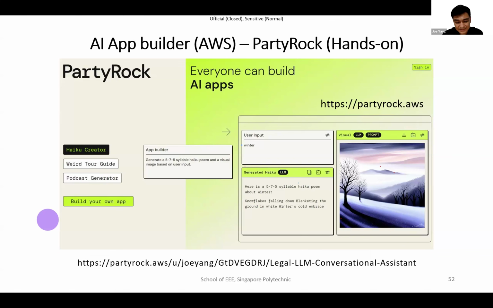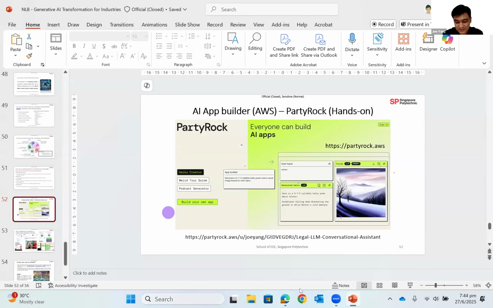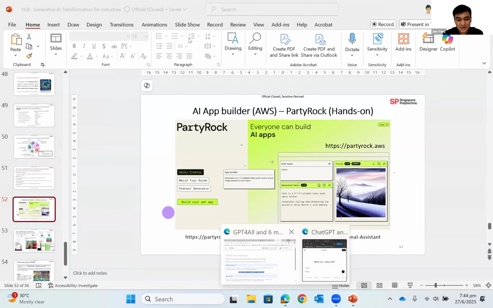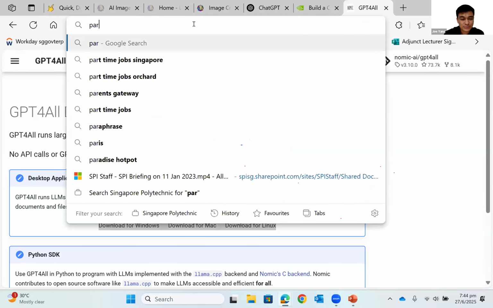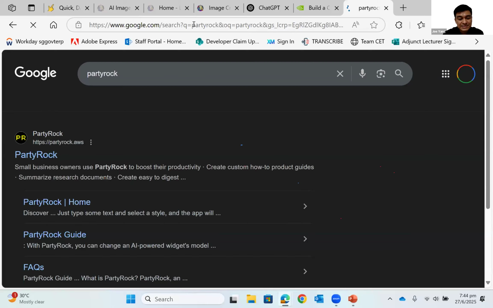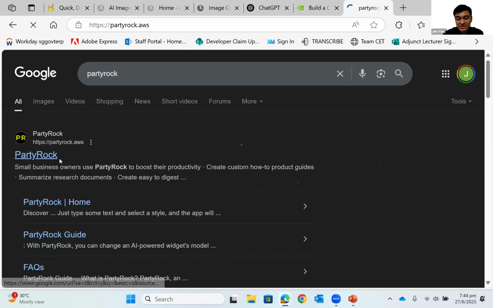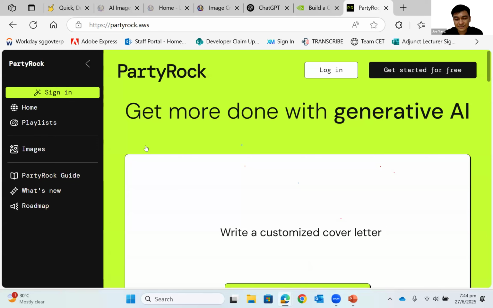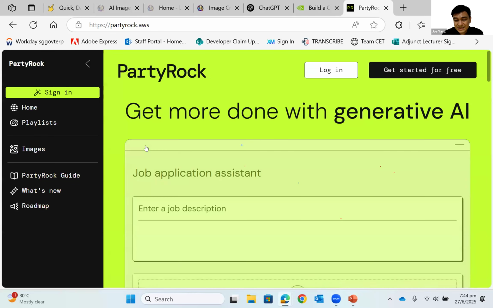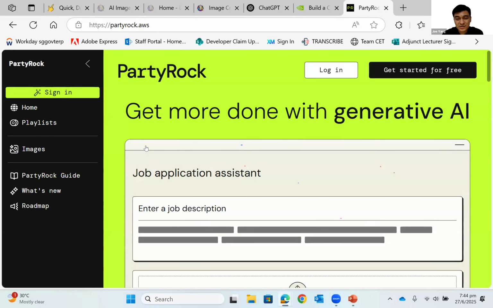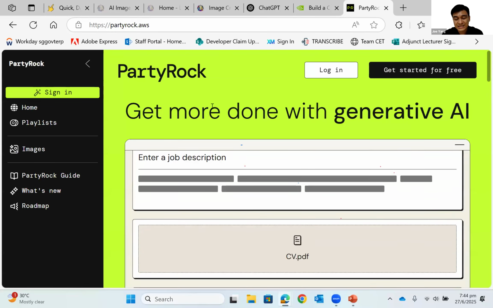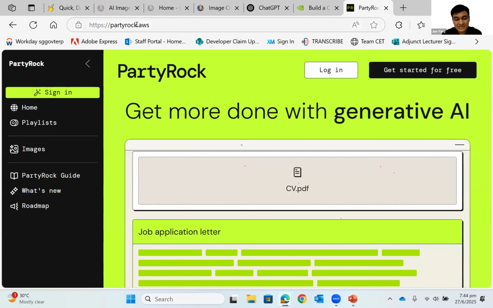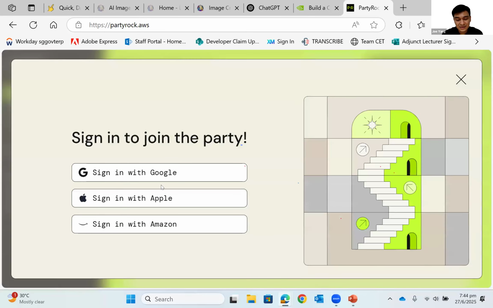Okay, to kickstart this Party Rock, I just go to the web browser and type Party Rock. This Party Rock is a platform bought over by Amazon that lets a user create a chatbot instantly without any IT background. So I go to partyrock.aws and log in with my Google account. I already have a Google account.